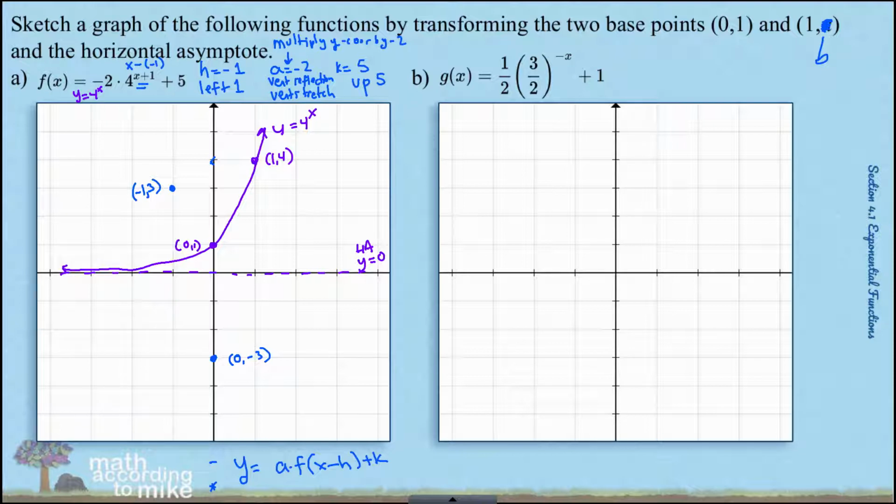Great. Our horizontal asymptote is not affected by H or A, because if you take something that's horizontal and move it left or right, it doesn't change. And since it's at y equals 0, if you multiplied the y value by negative 2, well, 0 times negative 2 is still 0, it doesn't make a difference. But moving it up 5, we now have a new horizontal asymptote at y equals 5. 1, 2, 3, 4, 5, way up here.